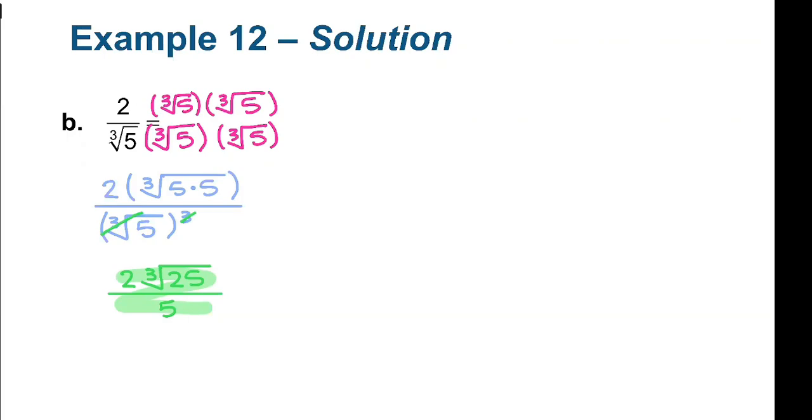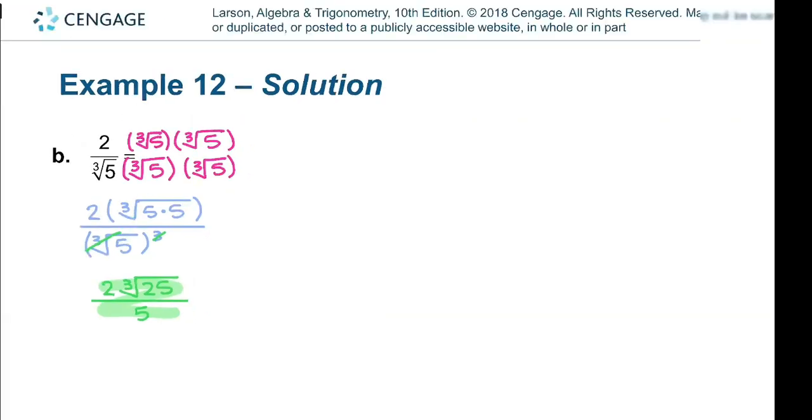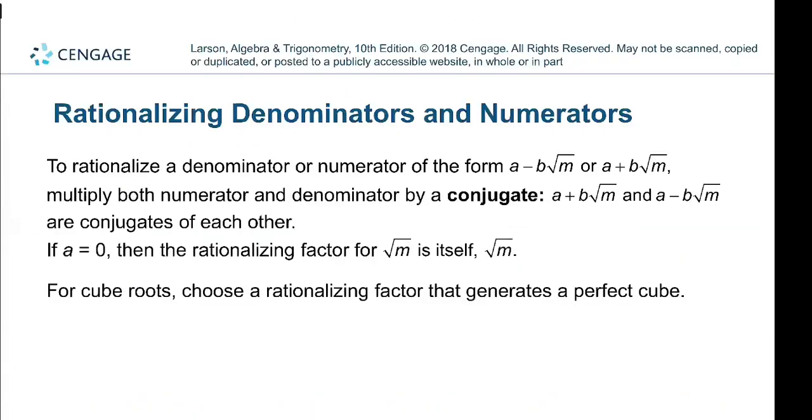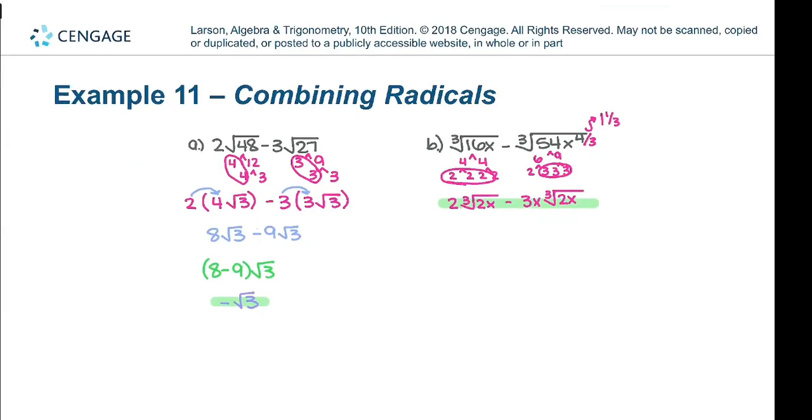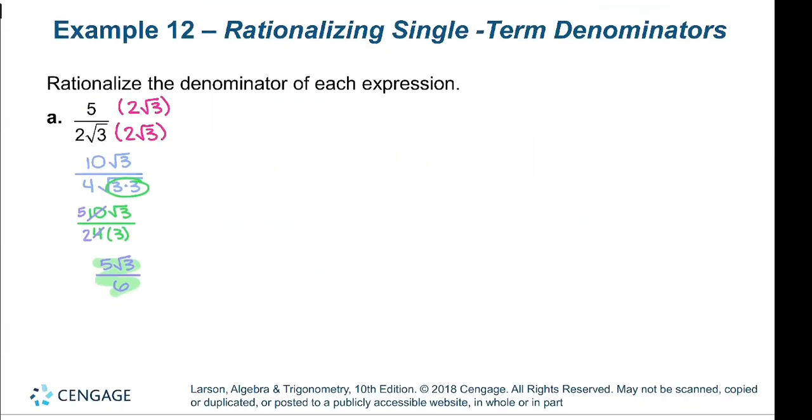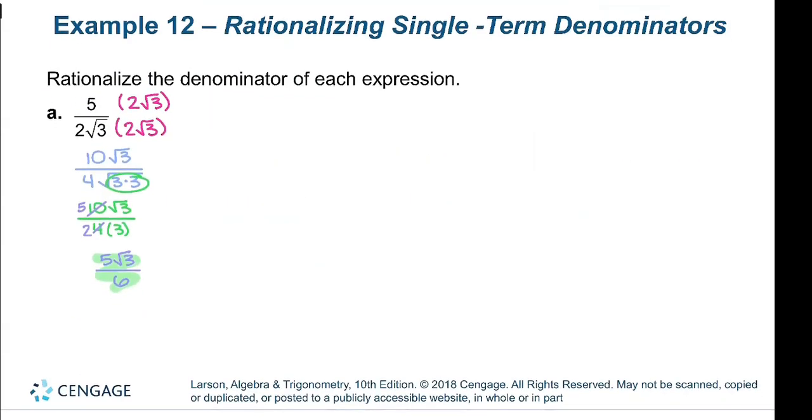Ms. Glick, could you go back to example 11, please? Which one? The one. A. Oh, wait. Oh, no, 12. Sorry. Go down. 5 over 2 root 3. Thank you. You're welcome.